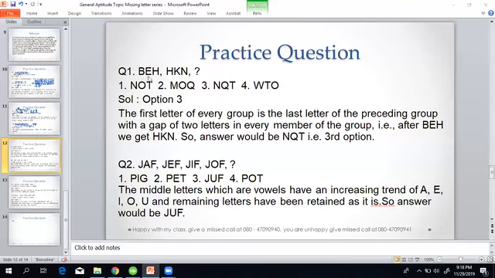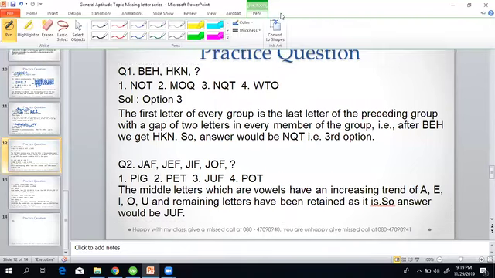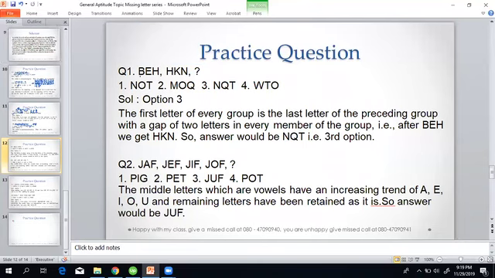Question 1, BEHHKN. You can see that here there are 3 letters in the first group. Okay, and the second group is starting from the last letter of the first group, H. Okay, so the next group should have to be started with N.